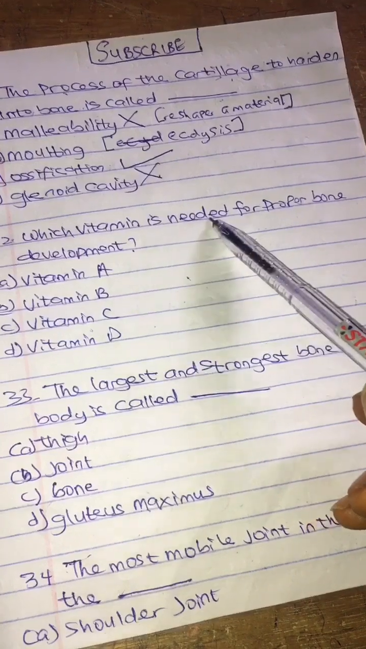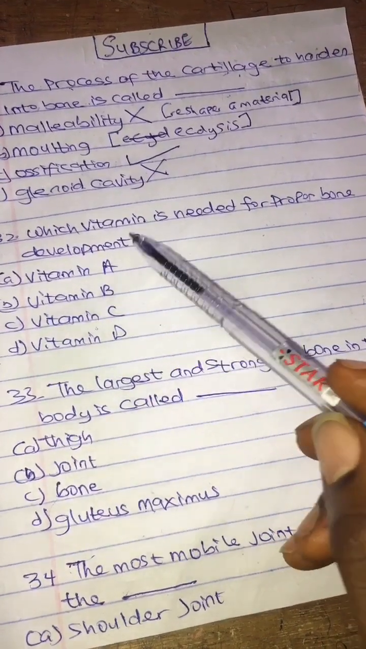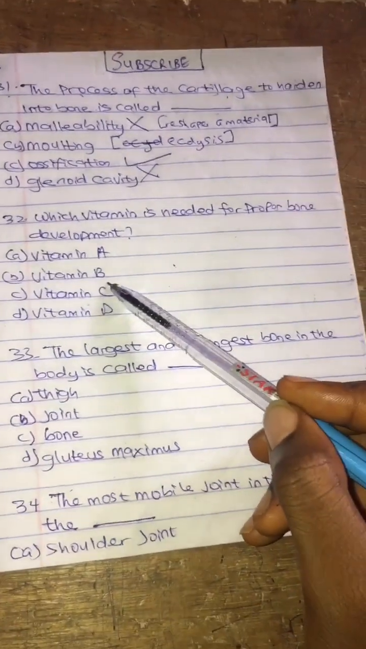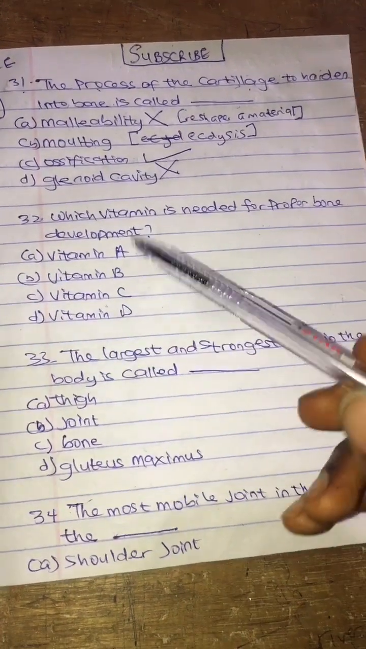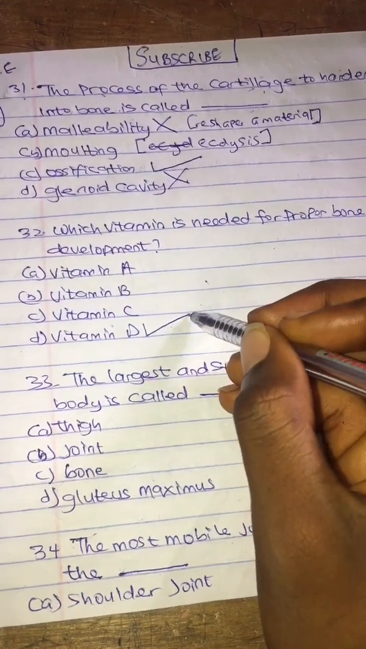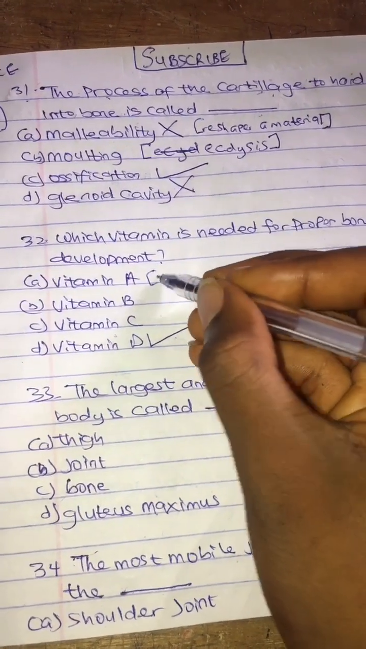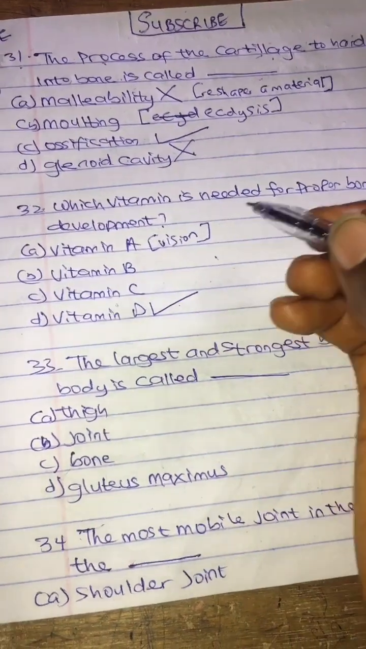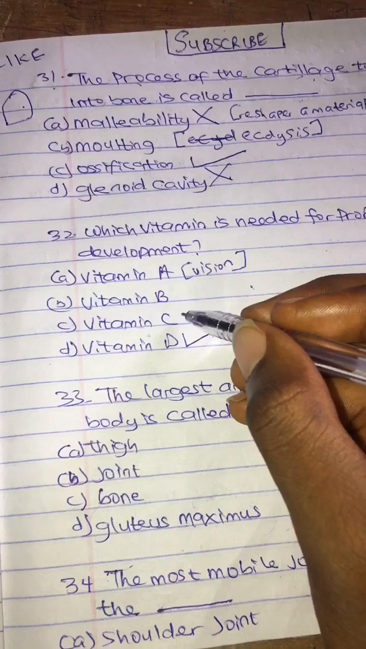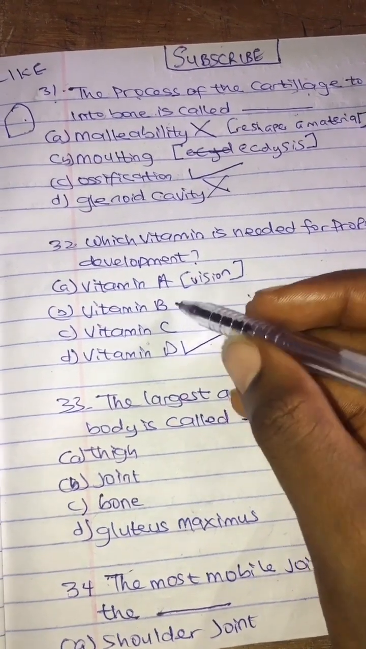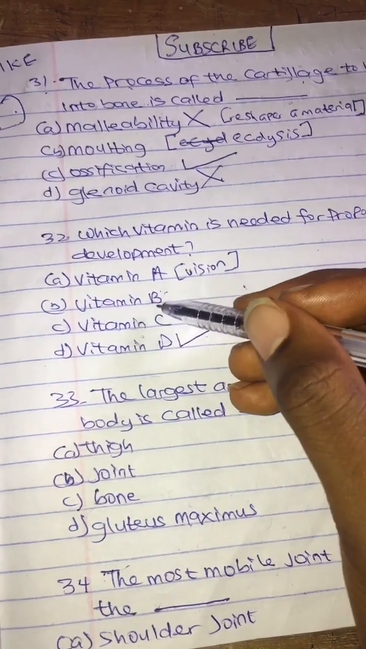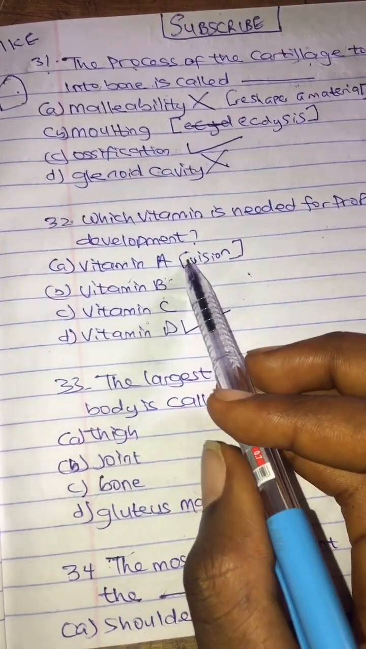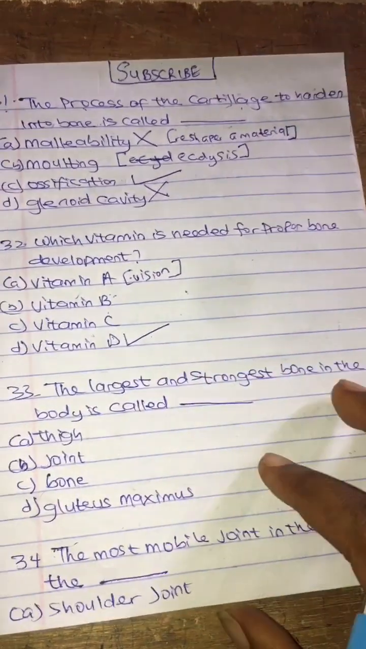Which vitamin is needed for proper bone development? A, vitamin A. B, vitamin B. C, vitamin C. D, vitamin D. The correct answer is vitamin D. Vitamin A talks about vision. I think vitamin D talks about sunlight. But you can check vitamin B and C on your AI. Vitamin A deals with vision, while vitamin D deals with proper bone development.